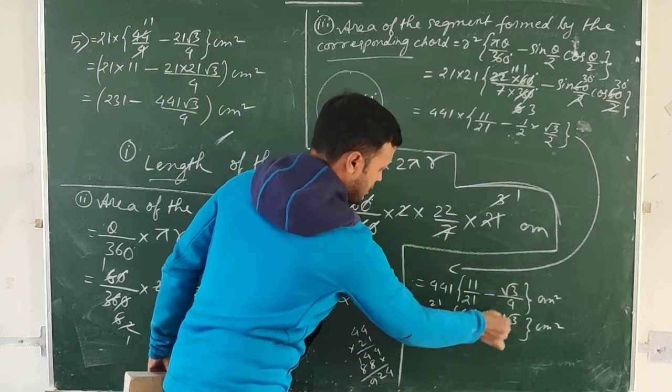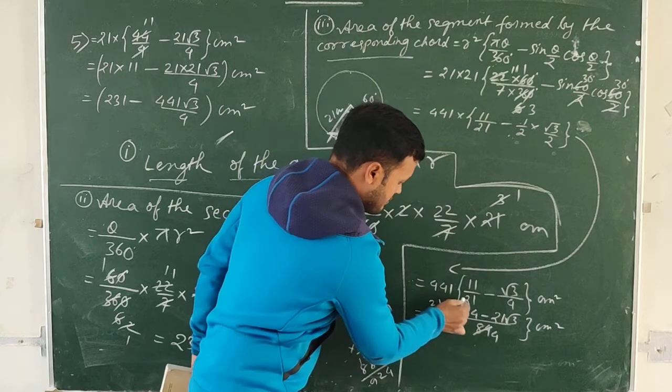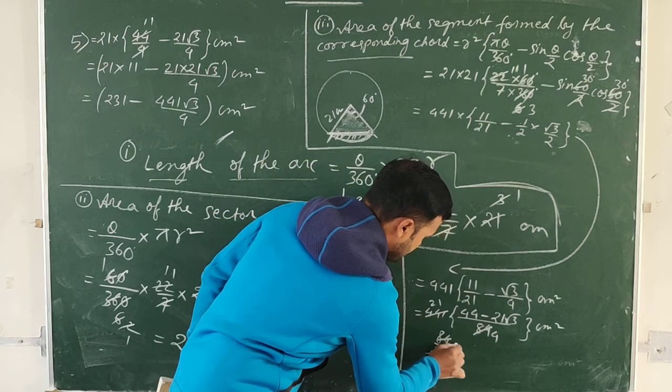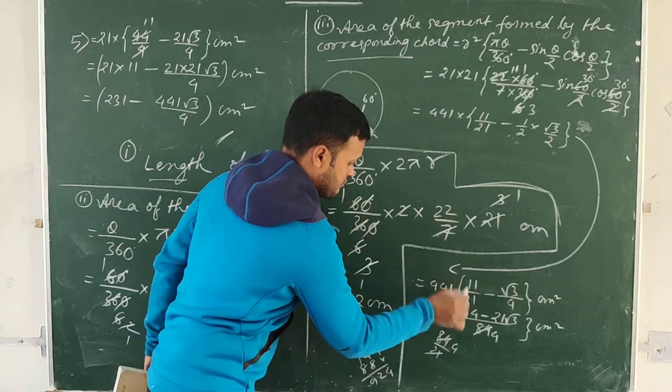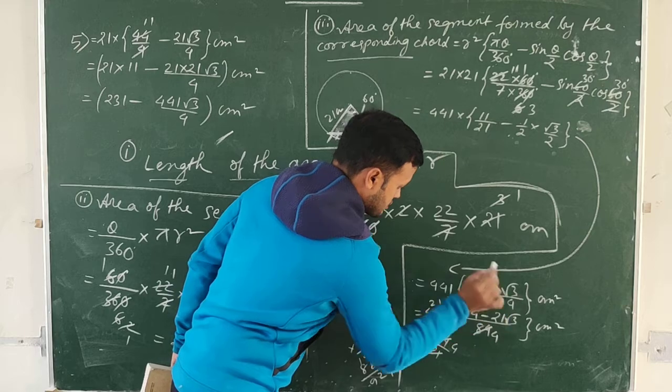So 21 and 4 LCM will be, students, 84. So 84 divided by 21, how many times it will go? 4 times. So that means 4 into 11, 44. And 84 divided by 4 will be 21. So 21 into root 3, 21 root 3.